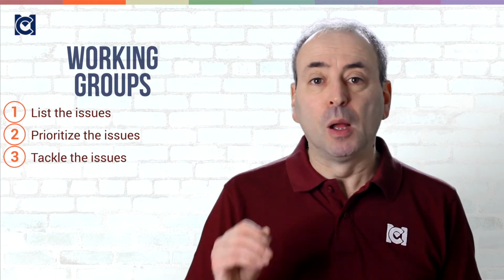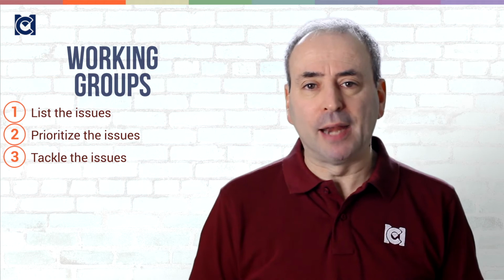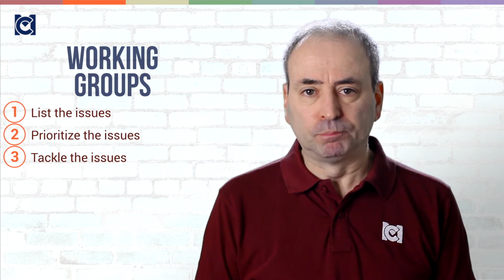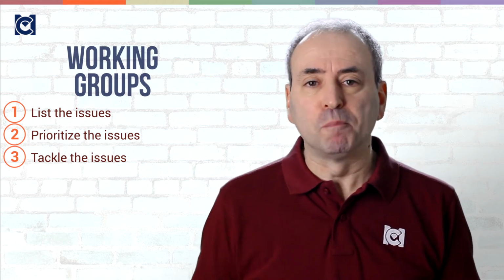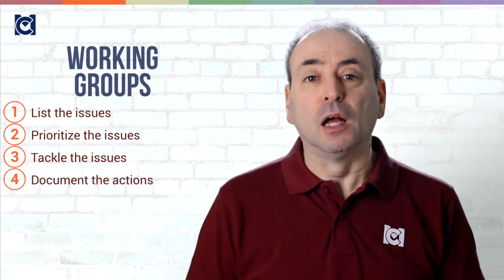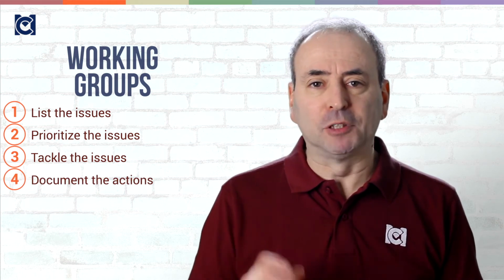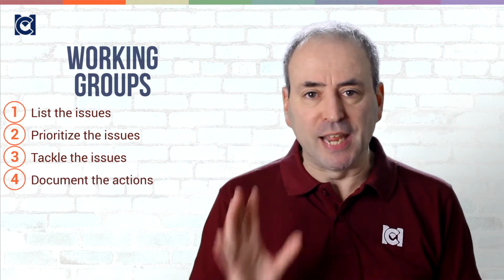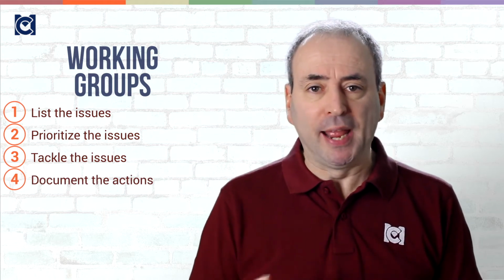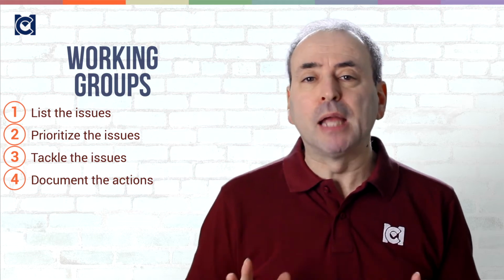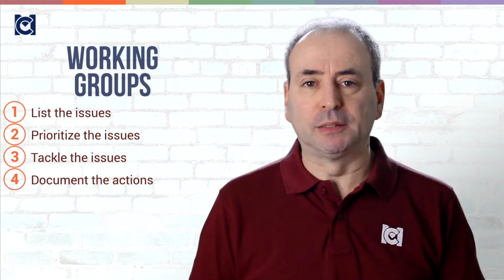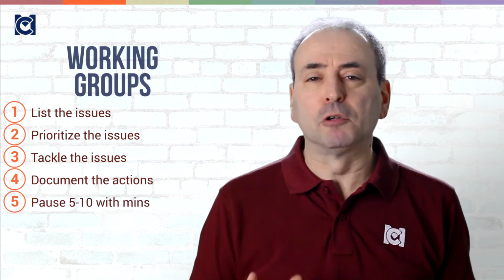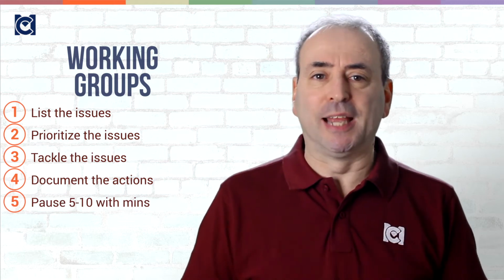Tackle the first issue as quickly and efficiently as you can, but keep working at it until you have a resolution. Once you do have a resolution, document the actions agreed, allocate responsibilities, and write that up onto the board. And then move on to the next issue and work that issue in the same way and keep going. Keep going until about 5 to 10 minutes before the scheduled closure of the meeting. It's important for these working group type meetings to keep to schedule.